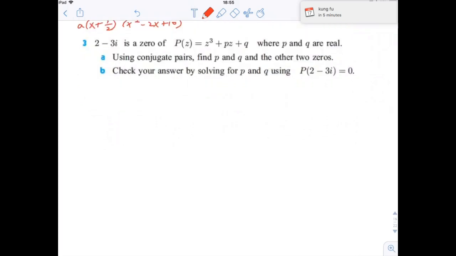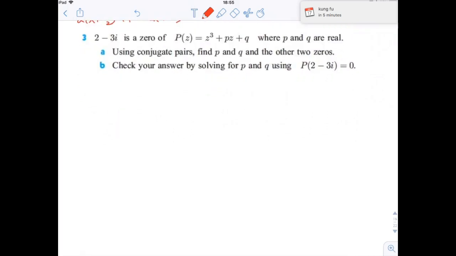Let's look at number 3. 2 minus 3i is a 0 of this polynomial where p and q are real. Okay, again, a real polynomial with real coefficients. Using conjugate pairs, find p and q and the other 2 zeros. Okay, so if we know that the coefficients of this polynomial are real, and we do because it says that p and q are real, and 1, of course, is also real, then we know that not only is 2 minus 3i a root, but 2 plus 3i is a root, okay? Because complex roots occur in conjugate pairs if the polynomial is real.